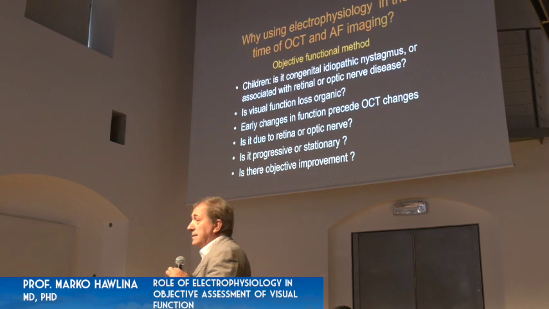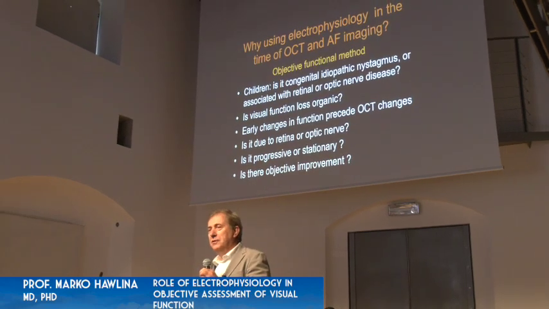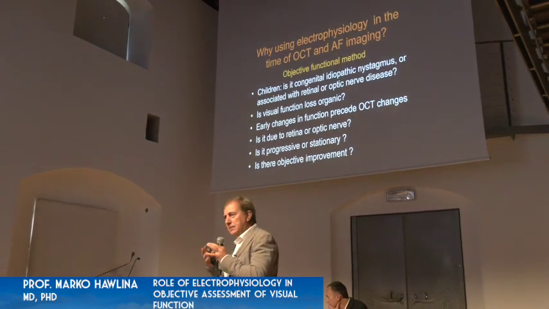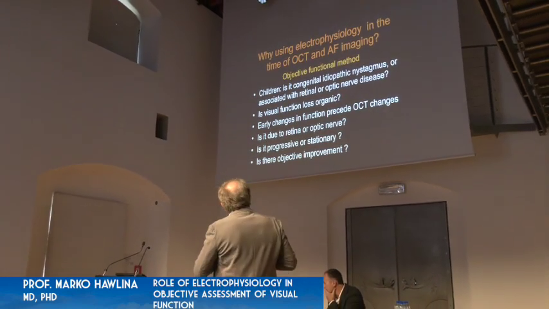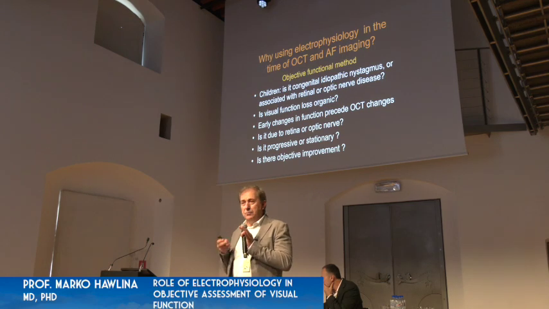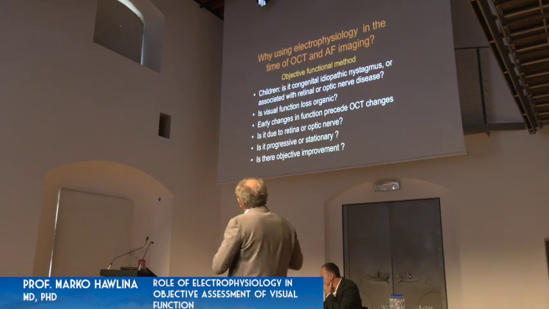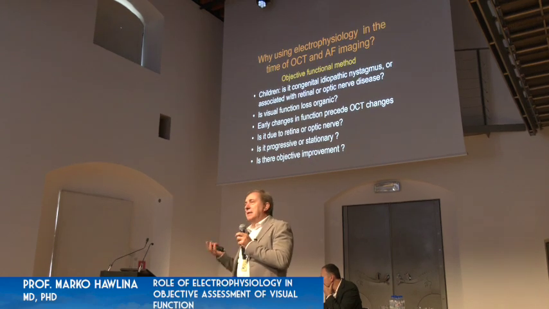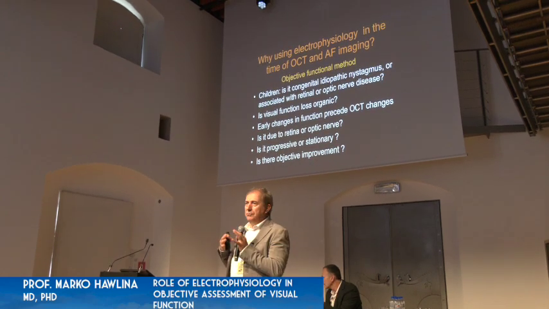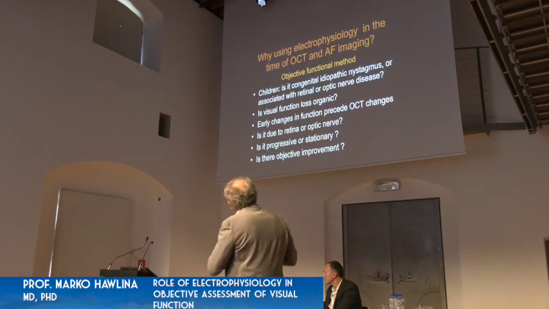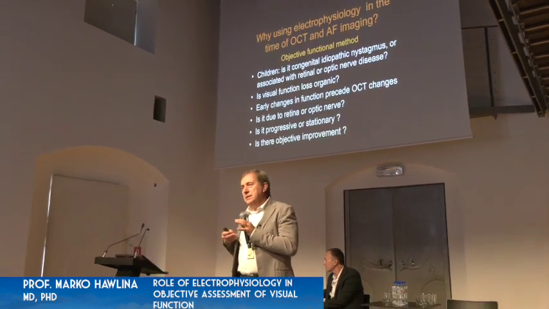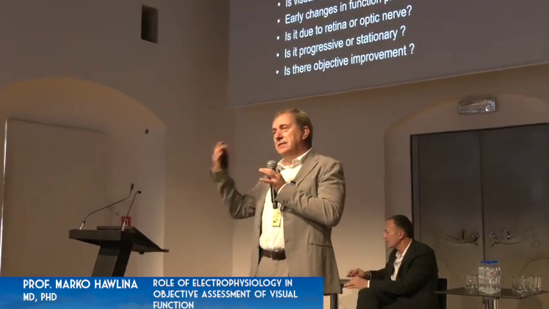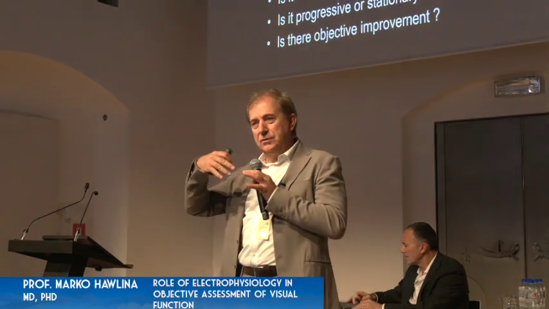And today there are a lot of questions about why use electrophysiology, because we have such nice OCTs and everything can be seen. However, if you have a small child, this is not possible. And if the question is whether a loss of function is functional or organic, you can't really say without electrophysiology. And also early changes with retinal dystrophies: they usually develop later. First, the function goes down, and then you see the changes.